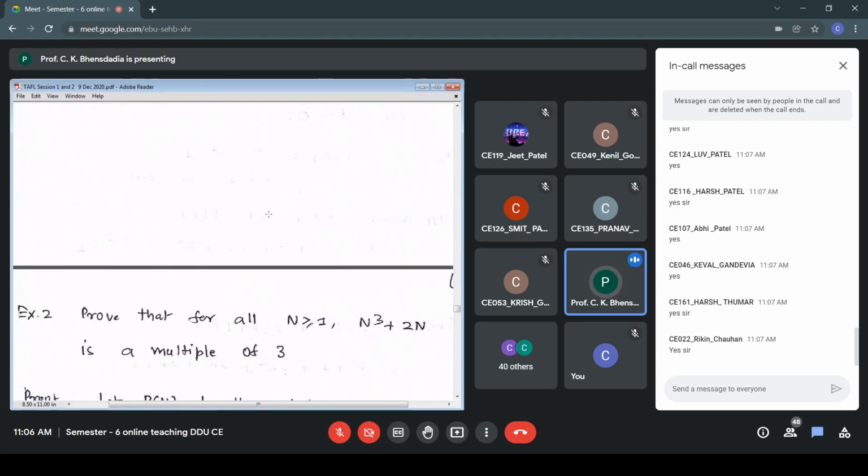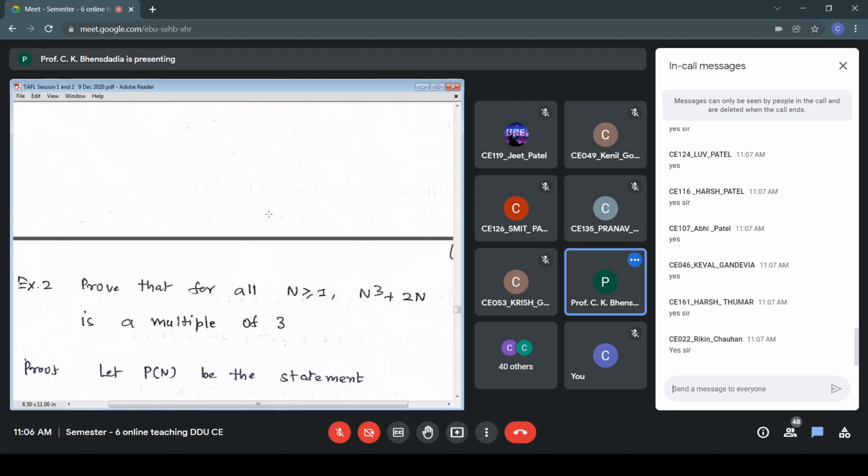For all n greater than or equal to 1, n cube plus 2n is a multiple of 3. Example number 2, I had shared these notes. I will repeat this. It's part of the notes that have been shared. Prove that for all n greater than or equal to 1, n cube plus 2n is a multiple of 3. This is example number 2 for the principle of mathematical induction. So whenever we want to prove a statement using PMI, we must look for integer n. Incidentally, in this example, n is present. The example itself is in terms of n.